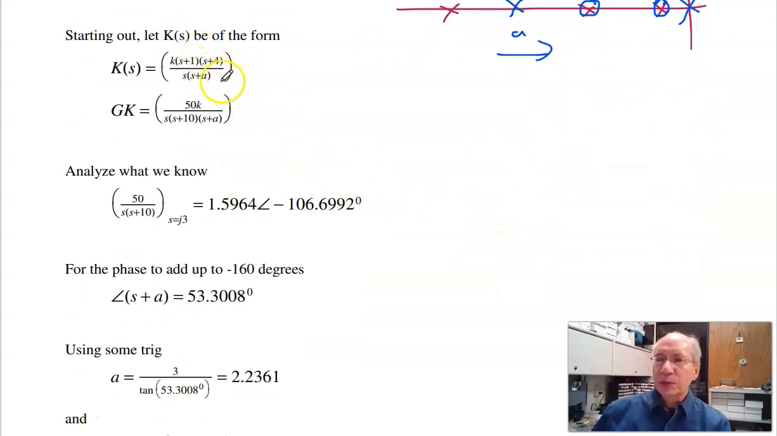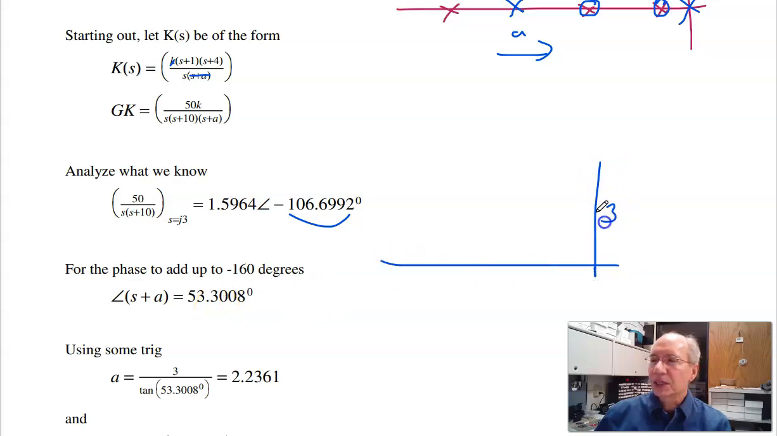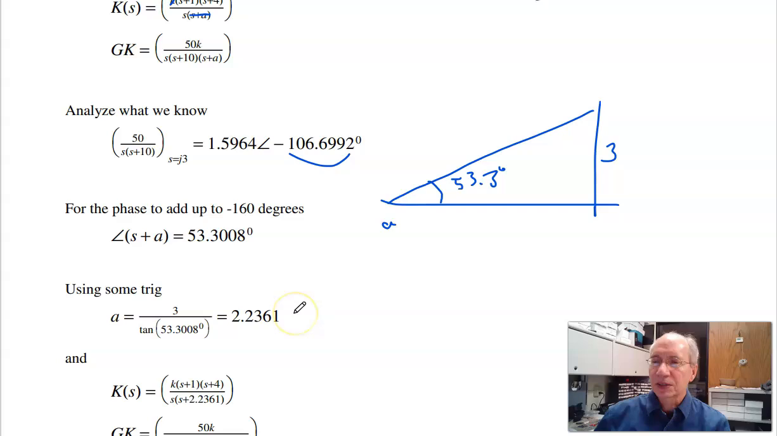So if this is the form of K of s, analyze what we know. I don't know K, I don't know a, analyze everything else. At j3, I should get 1 at minus 160 degrees. The angle's off, so the pole I ignored must add the remainder, 53.3 degrees. Doing some trig, this side is 3, this is 53.3 degrees. Find a. So that's just 3 over the tangent, 2.236.